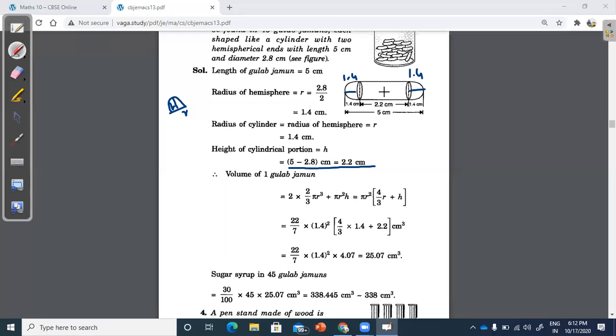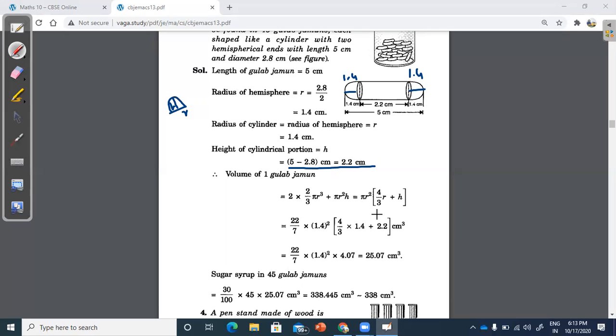So now let's calculate the volume of one gulab jamun. We are going to apply the formula pi r square h plus 2 by 3 pi r cube into 2. Why? Because there are two hemispheres. Pi r square we can take common. So we are left with pi r square into 4 by 3 r plus h. Pi value 22 by 7. Radius is 1.4. 4 by 3 into 1.4 plus 2.2, right?